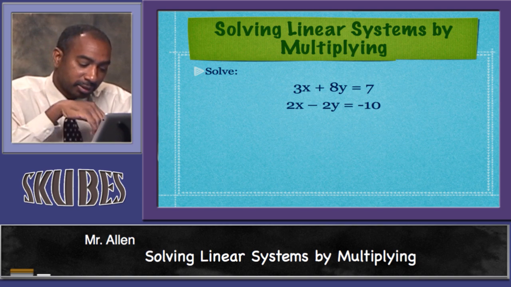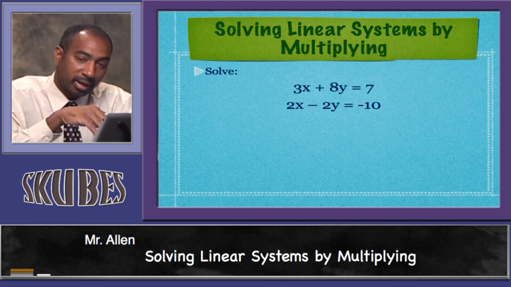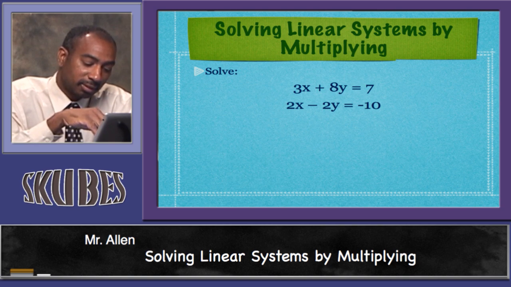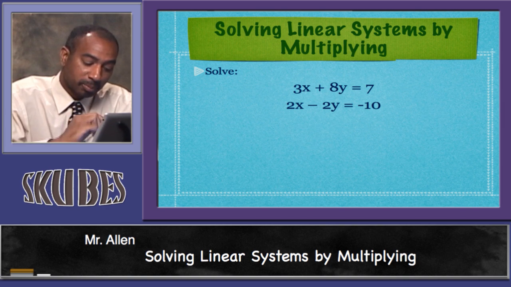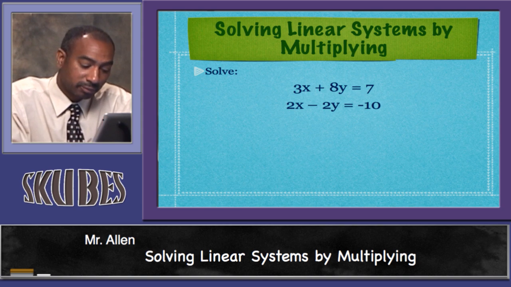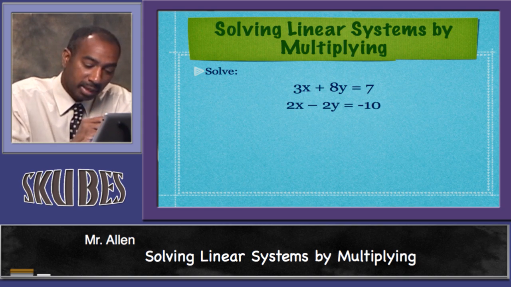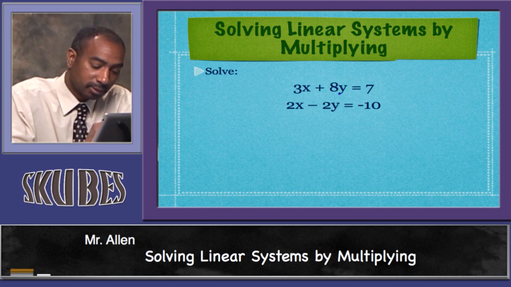Well, let's say I want to eliminate y. I look at the y variable down here. I have a coefficient of negative 2, but I have an 8 up here. You have to say to yourself, what can I multiply 2 by to give me an opposite of 8y? Well, 4 times 2 is 8. So if I multiply the bottom equation by 4, that's going to give me an opposite term for 8y. So I'm going to multiply both sides by 4.